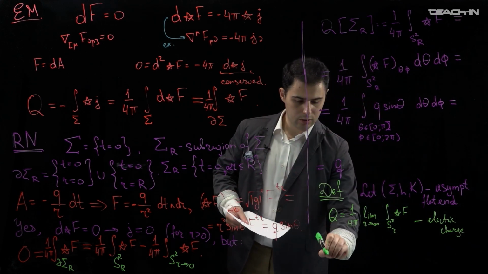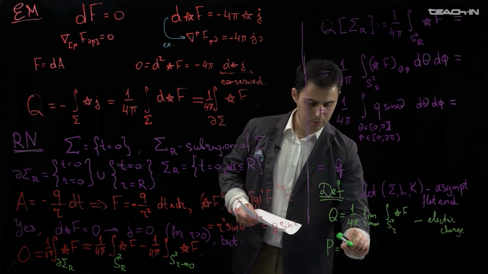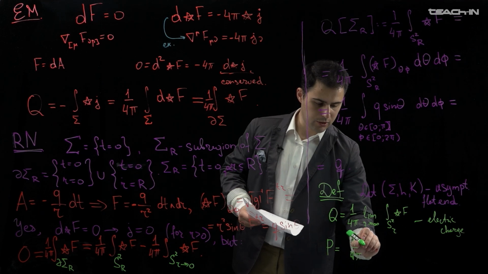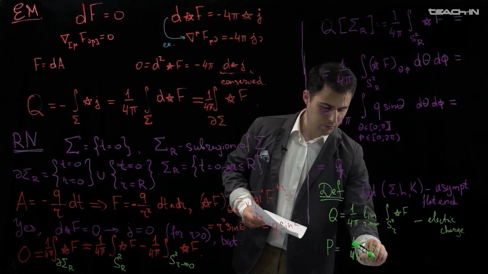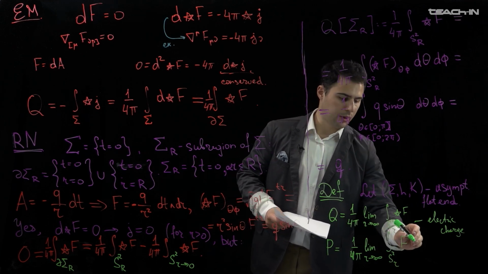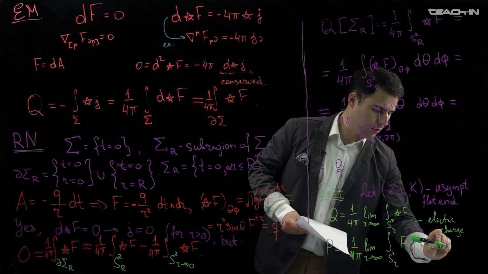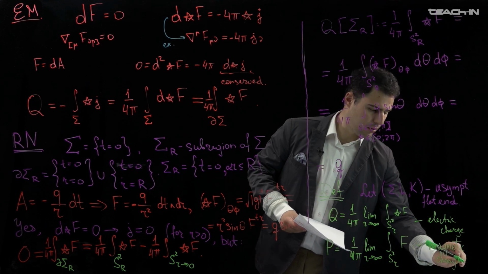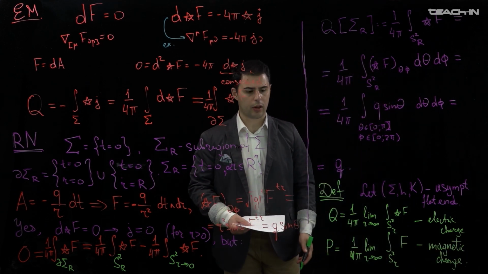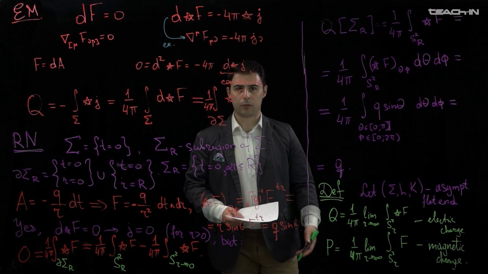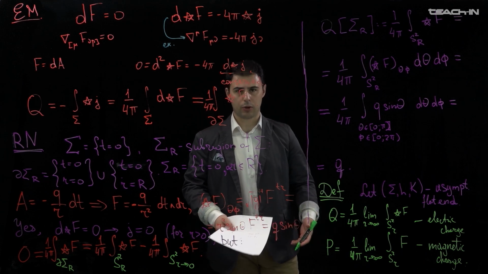and the magnetic charge is the limit of the integral of the field strength itself over the sphere at infinity of F. It's an exercise to check that the electric charge and the magnetic charge defined this way for the Kerr-Newman solutions are indeed the parameters Q and P of the solution.